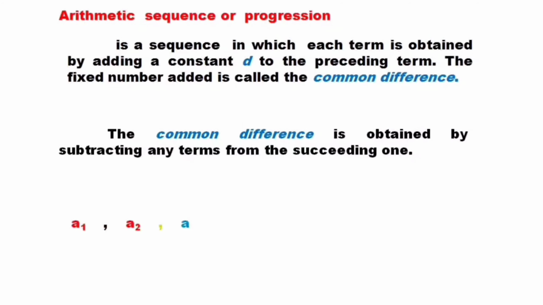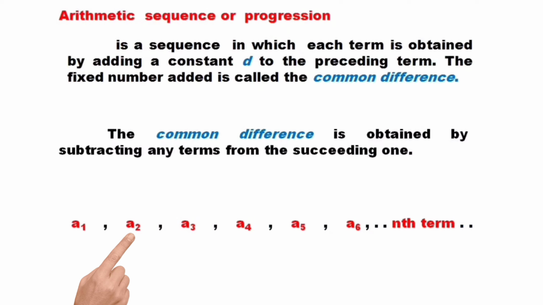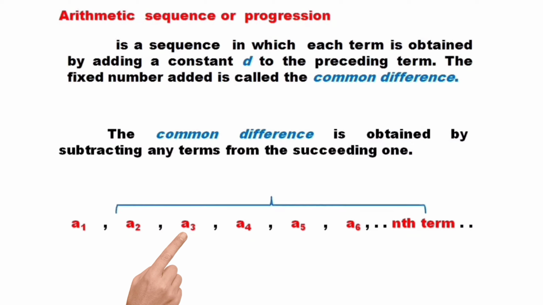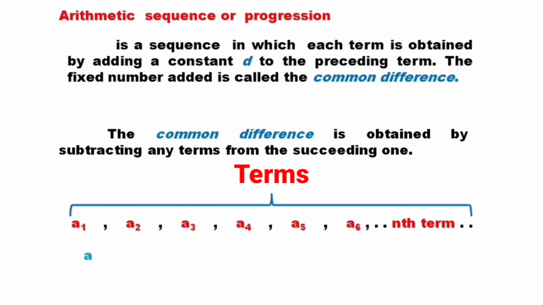These are the terms of an arithmetic sequence. The first term we denote as a sub 1. The second term we denote as a sub 2. The third term we denote as a sub 3, and so on, up to the nth term.